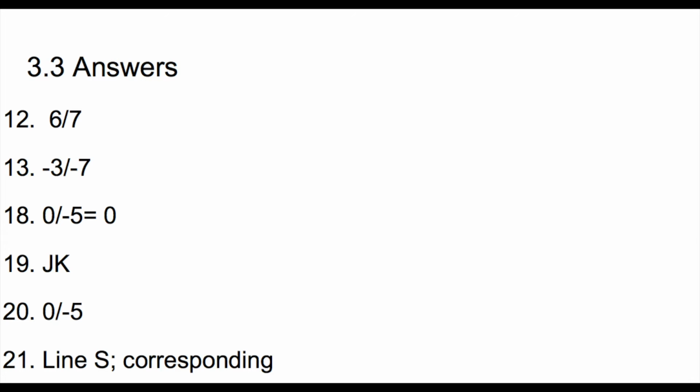3.3 Answers. 12, 6 over 7. 13, negative 3 over negative 7. 18, 0 over negative 5 equals 0. 19, JK. 20, 0 over negative 5. 21, line S, corresponding.